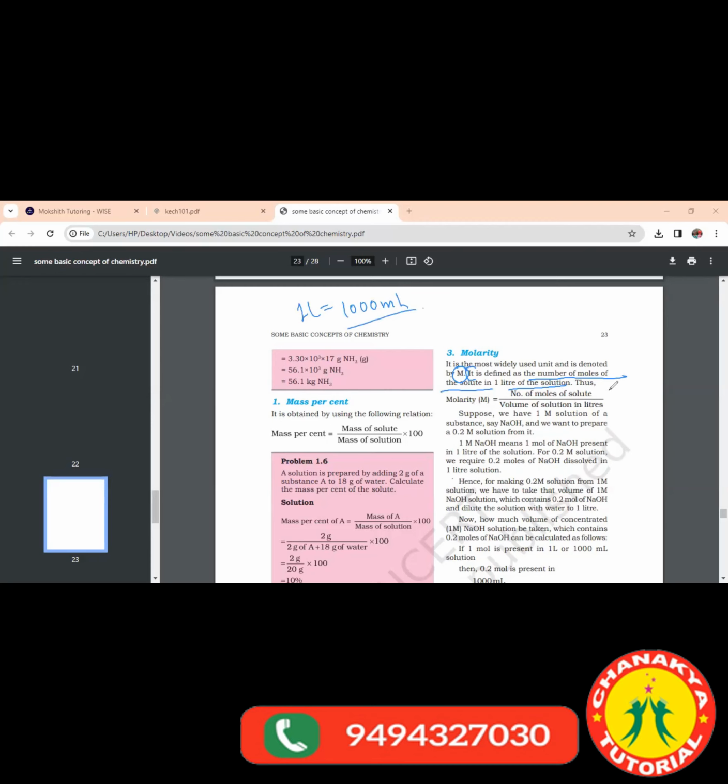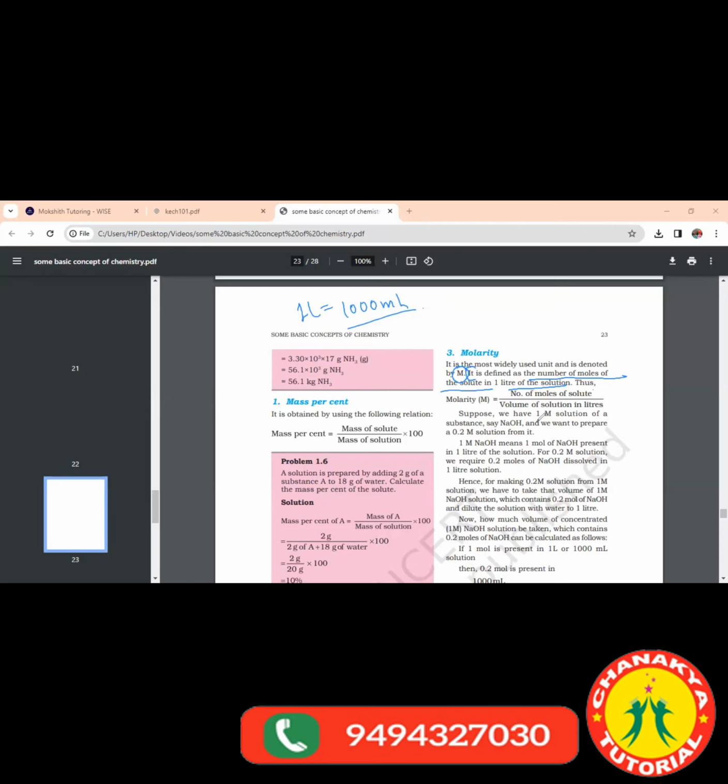Suppose A is dissolved into B. So that time molarity would be number of moles of solute, or A, upon volume of solution in liters. And that should be how much? 1 liter. Understanding? And if it would be 1 liter, then the molarity is 1 molar. The solution has a molarity of 1 molar.